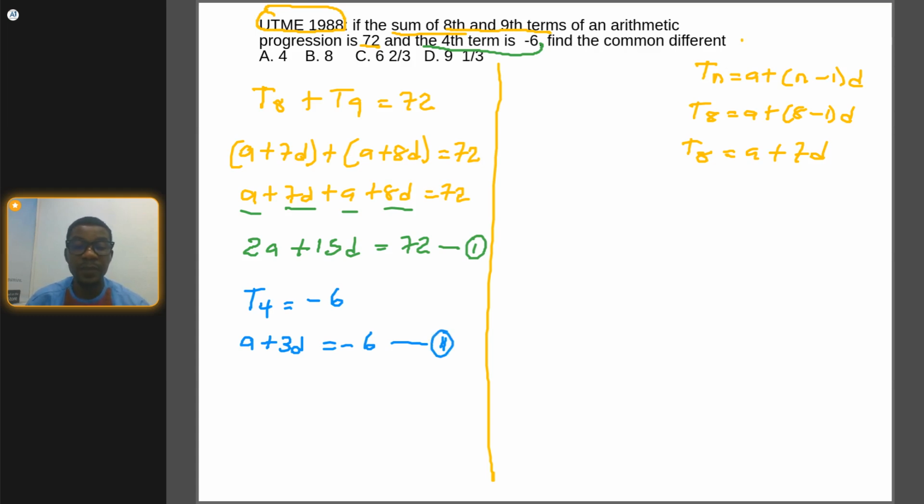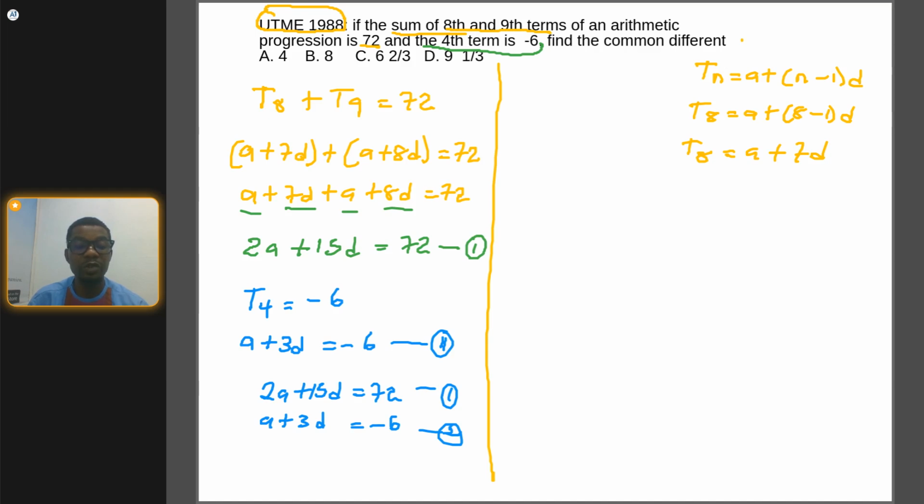So we have two equations, equation 1 and equation 2, meaning that we need to solve it simultaneously to get the value of D. So if we have equation 1 to be 2A plus 15D equals 72, and we have A plus 3D equals -6, equation 2. If you are going to be using the elimination method, we are going to make both coefficients the same.